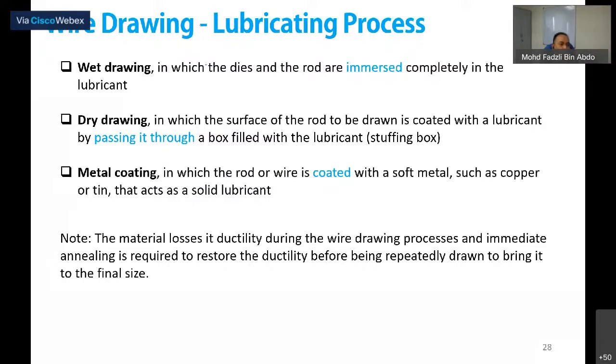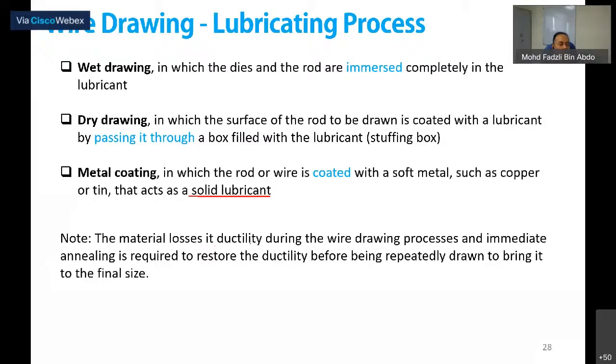Inilah yang tadi saya cakap, wet drawing in which the die and the rod are immersed completely in the lubricant, oil lah. Dry drawing in which the surface of the rod to be drawn is coated with a lubricant by passing it through a box filled with lubricant, stuffing box. And then metal coating in which the rod or wire is coated with a soft metal such as copper or tin that acts as a solid lubricant. Ataupun you boleh gunakan graphite. Graphite adalah most popular solid lubricant.